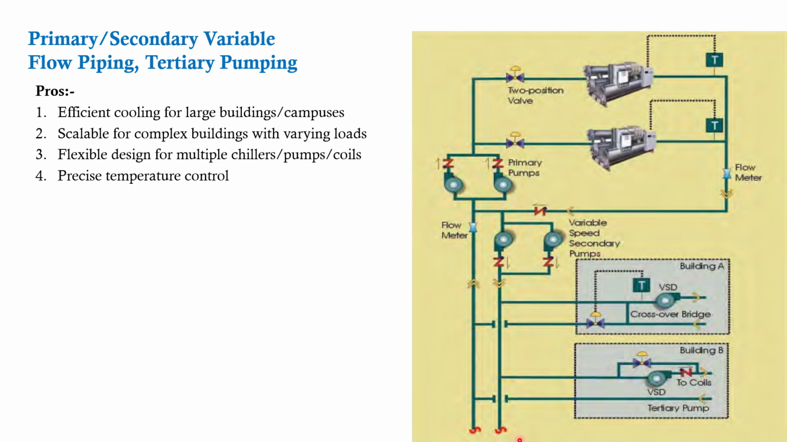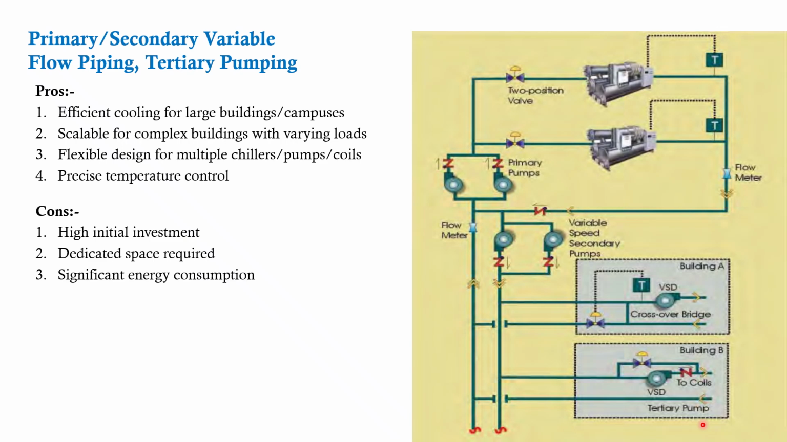Now let's understand the cons if somebody is pursuing tertiary pumping. High initial investment, because my secondary pump has become double. Instead of one, it is at multiple locations. A dedicated space is going to be required at the building level as well as the plant room level. Significant energy consumption: it may increase energy consumption if I'm considering a primary-secondary variable system or a primary variable system.